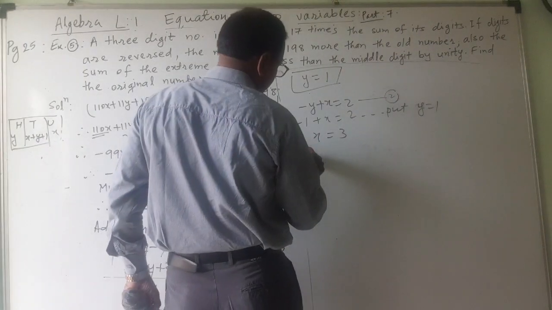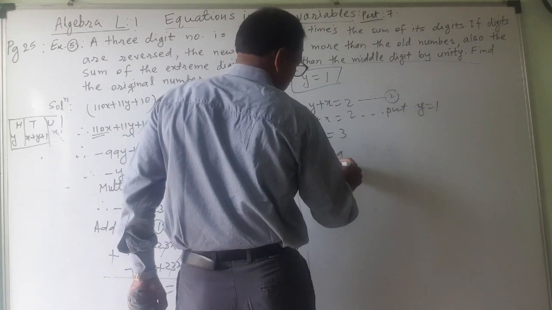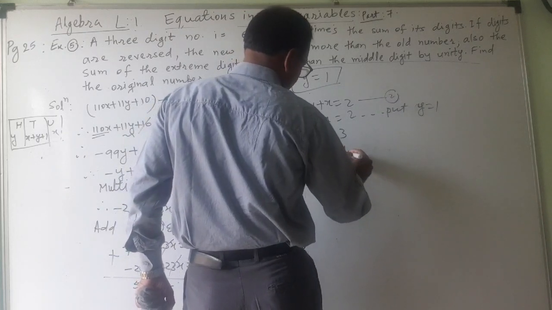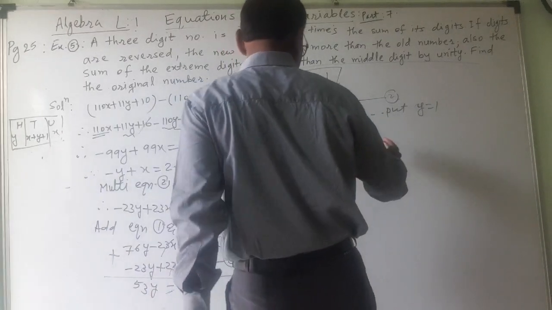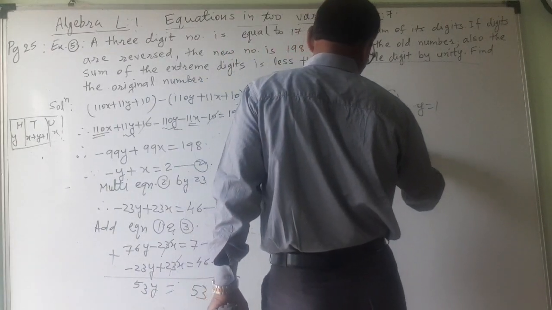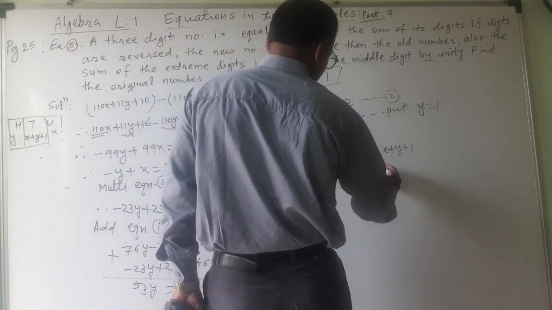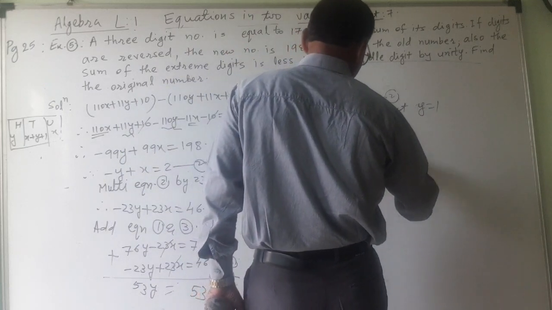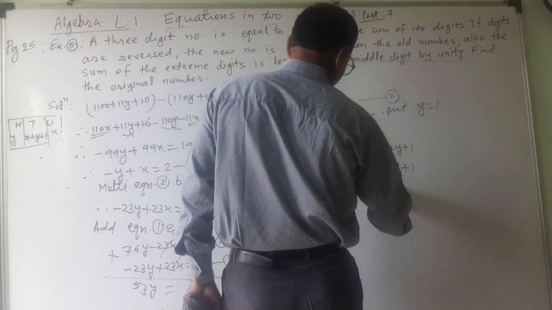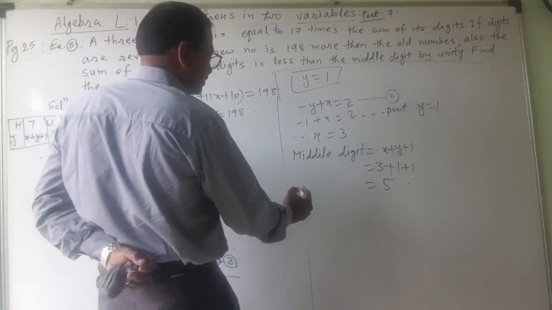Middle digit is equal to, what was that? x plus y plus 1. That is equal to, what is the value of x? 3. Plus what is the value of y? 1. Plus this is 1. 5. The number is.